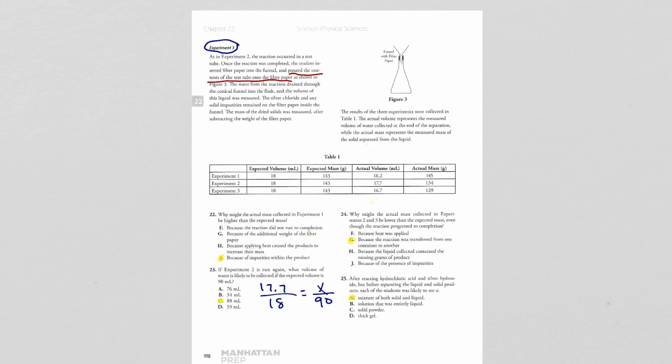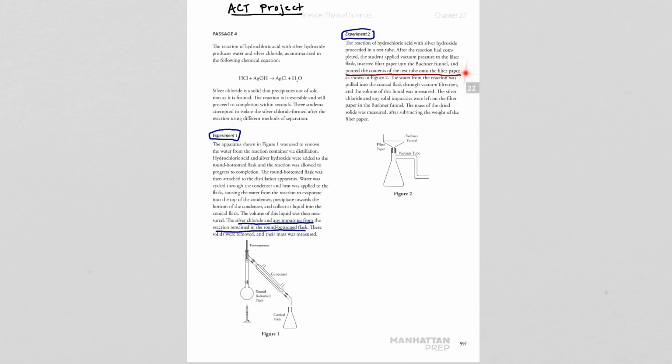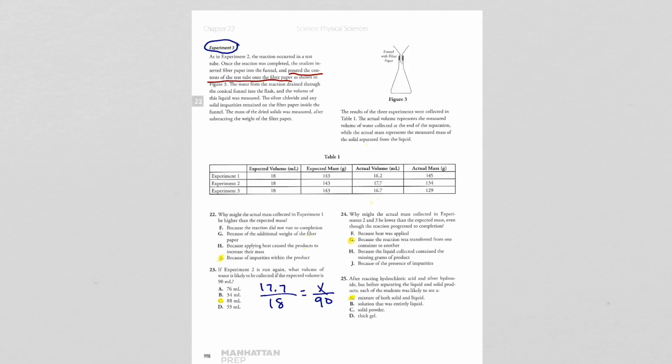Question 24 asks why the actual mass collected in experiments 2 and 3 might be lower than the expected mass, even though the reaction progressed to completion. If we look at both experiments 2 and 3, what's common is that the student poured the contents of the test tube onto the filter paper. This sentence right here is also the same sentence right here. So the idea is that when you transfer the contents from one container to another, there's going to be some loss in that transfer. And so that's why choice G is the best answer.